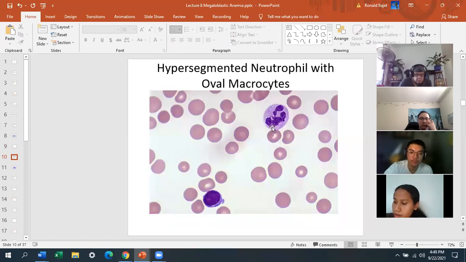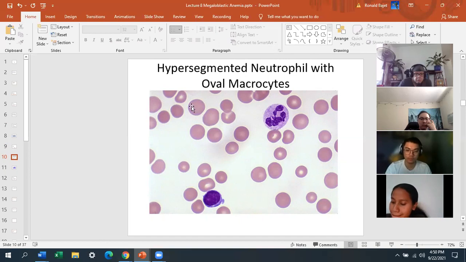This is a hypersegmented neutrophil. See how there's a lot of lobes there? Again, evidence of the nuclear cytoplasmic asynchrony. It looks like the nucleus continued on in development and created more lobes. So that's evidence of the nuclear cytoplasmic asynchrony. Right shift, hypersegmented neutrophils, okay?